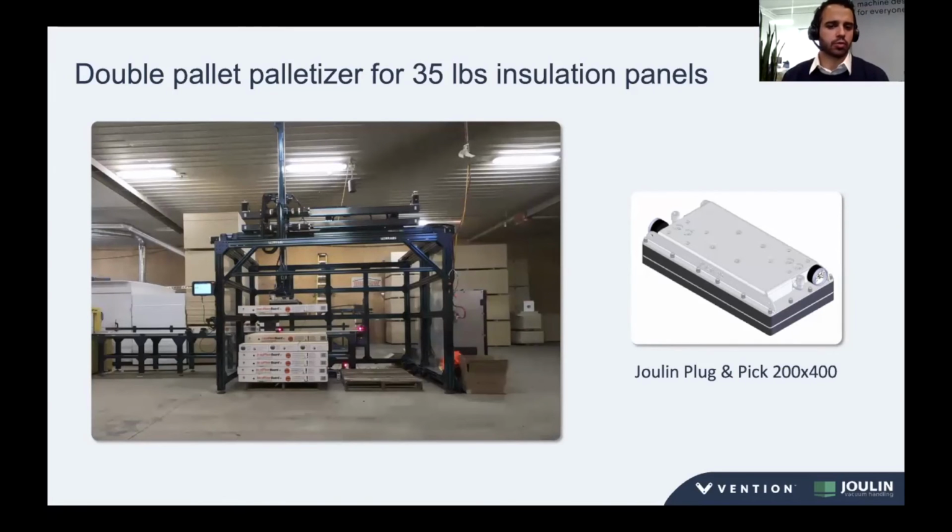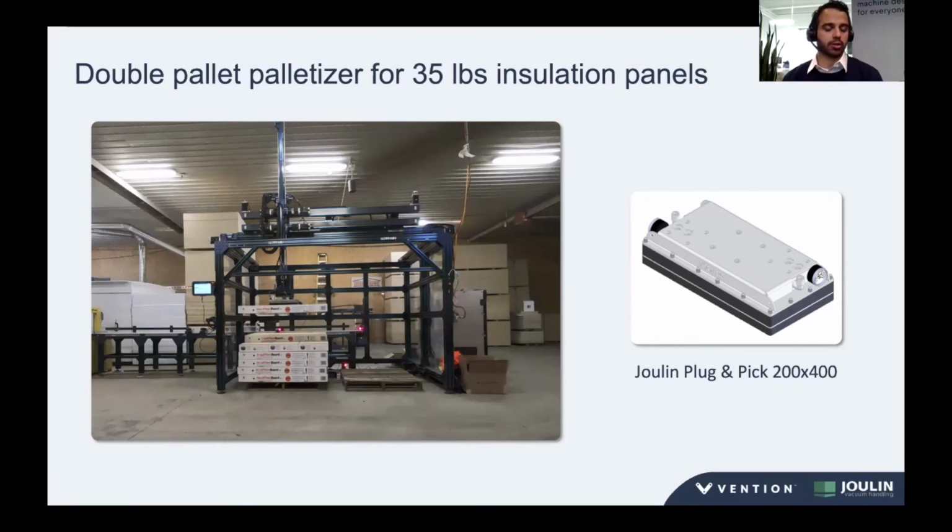So we actually use the Joulin plug and pick here. And if I just point out to the machine here, obviously, we see the in-feed conveyor coming in from the left. We kind of see those red lights flashing at us. So those are all the monitoring sensors for product coming in, pallet sensing, product sensing on the pallet. So really a complete solution here.